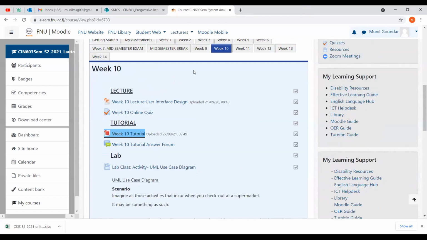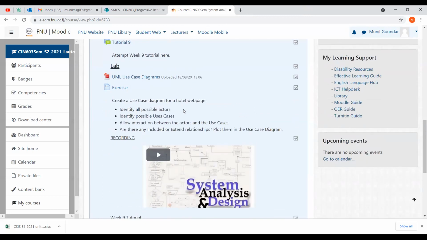In the week 9 section of the model shell, I gave you an exercise on a use case diagram. You were supposed to create a use case diagram for a hotel web page. First, identify all possible actors, then identify possible use cases, allow interaction between the actors and the use cases, and check whether there are any included or extended relationships. If there are, plot them in the use case diagram. Let's get on with it, and I expect you to call out the answers, because you should have done this from last week and have the use case diagram drawn in front of you.